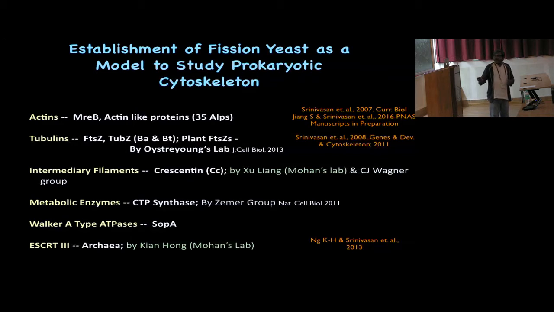They have two of them. And their lab has used fission yeast and other yeast to study how the two FtsZs interact with each other and how the polymer dynamics are affected in the presence and absence of the other one. And we have also identified from Archaea an ESCRT-like protein that is cytoskeletal-like, performs cytoskeletal-like functions, and forms polymers. And in fact, in this particular Archaea, it is an ESCRT-III that does the division function.